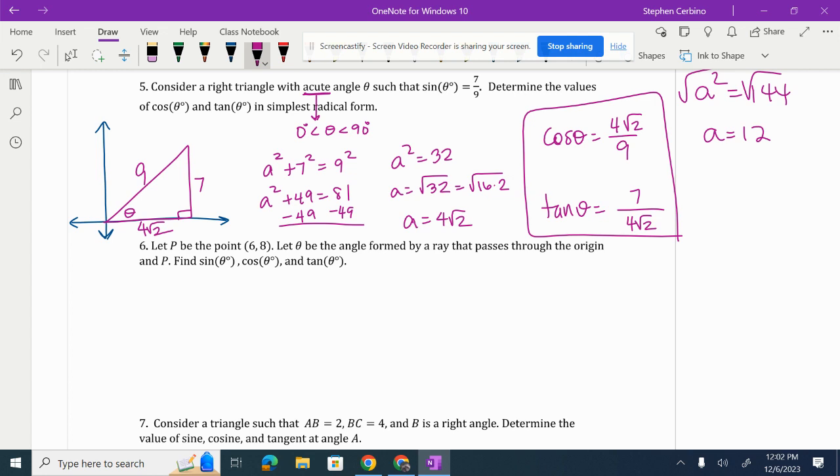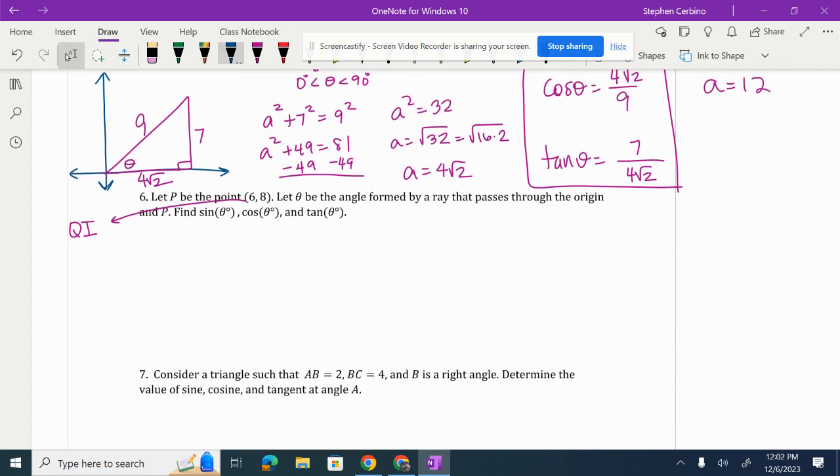Number 6 says to let P be the point (6, 8). (6, 8) is in quadrant 1. So just like I did before, because I just said we're going to make all of these the same, I am going to draw quadrant 1 exaggerated. I'm going to draw a triangle in quadrant 1. And I'm going to put point P floating up there at the coordinate (6, 8).